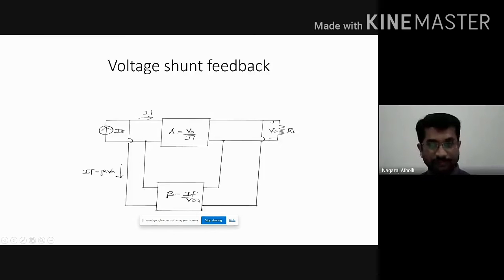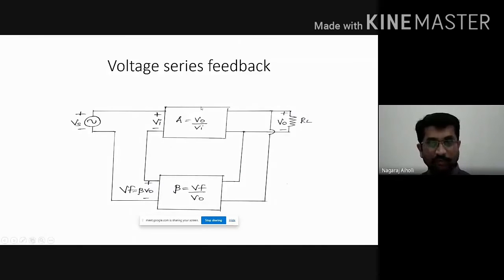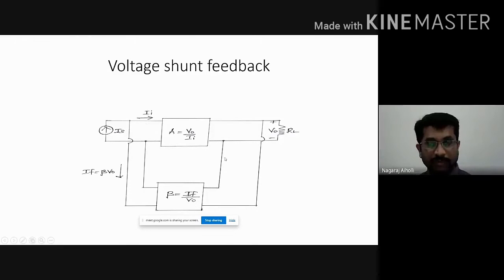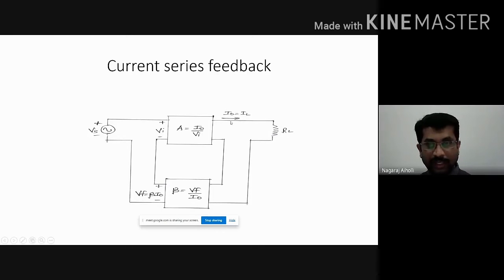If you look back here, the total gain of voltage series feedback is V naught by Vs. That is the closed loop gain, or the gain of the negative feedback amplifier. Then in the voltage shunt feedback amplifier, the output is V naught, input is Is. That is the gain with feedback, V naught by Is. And for the current series feedback amplifier, the output is I naught, input is Vs, so I naught by Vs is the gain with feedback. Clear here?